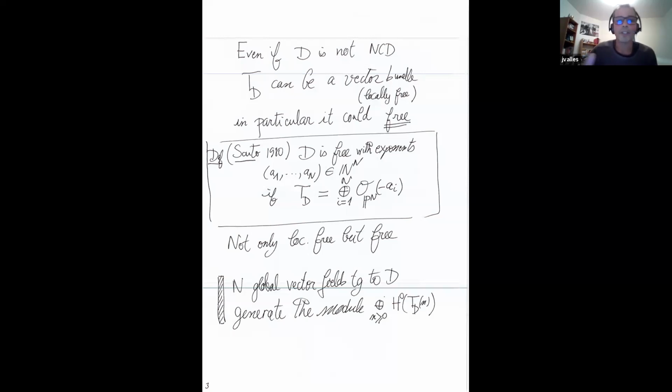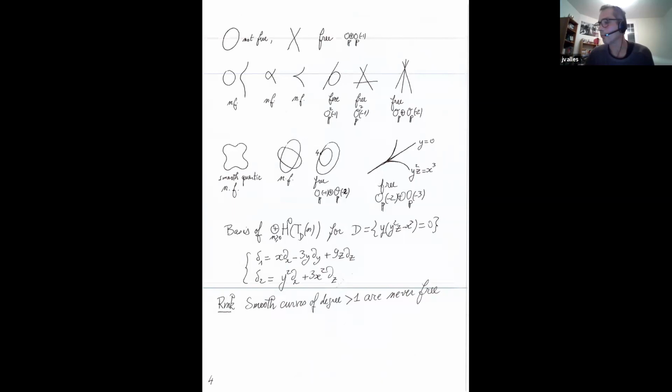So what does it mean? It means, for instance, that the global vector fields tangent to D are generated by n vector fields tangent to D, exactly. Okay, so let me give you some quick examples of free and non-free divisors in P2.